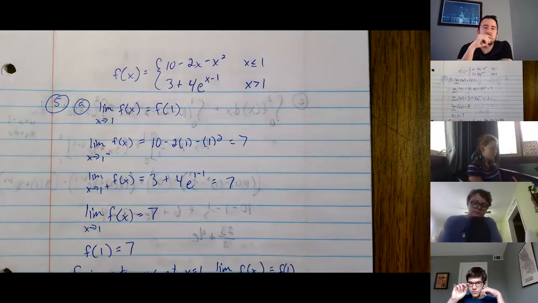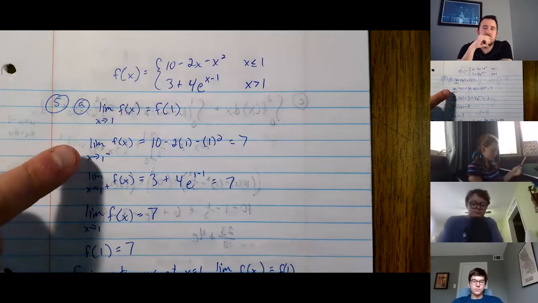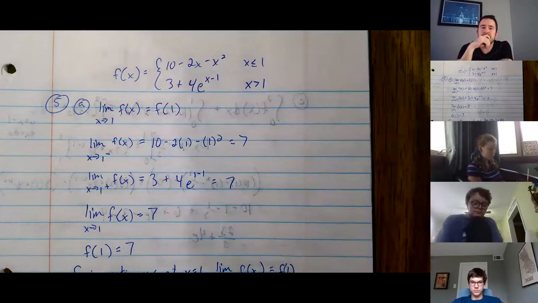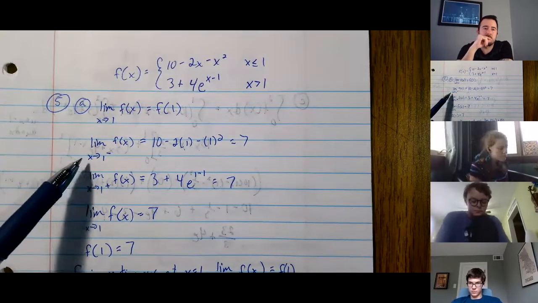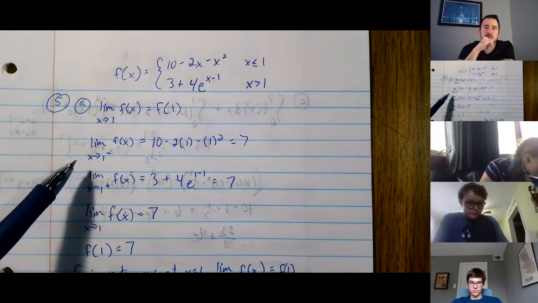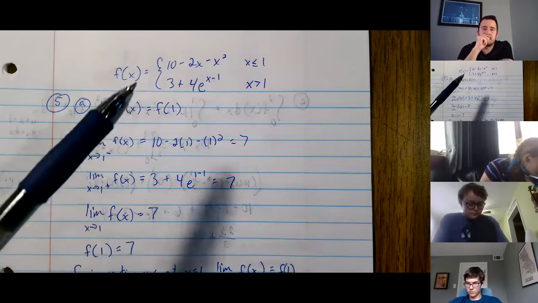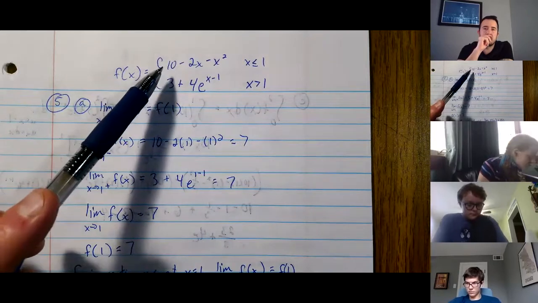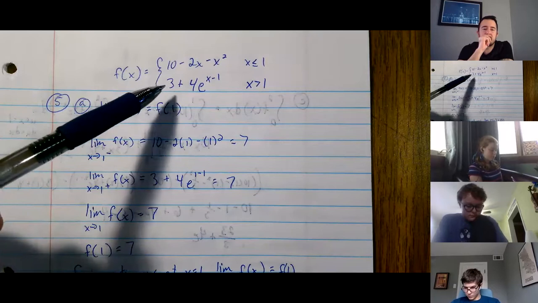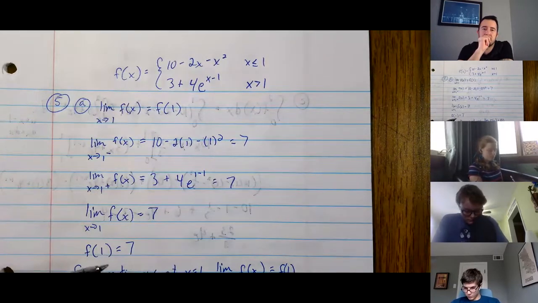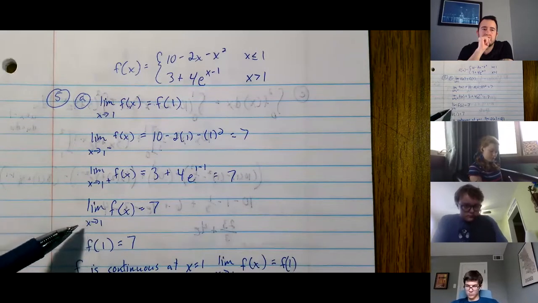So first of all, we have to verify that the limit as x approaches 1 from the left is the same as the limit as x approaches 1 from the right. I evaluate the limit from the left by plugging 1 into the top piece of the piecewise function, then the limit from the right by plugging 1 into the bottom piece, and we get 7 for both of those. So then, of course, we know that the limit as x approaches 1 is 7.